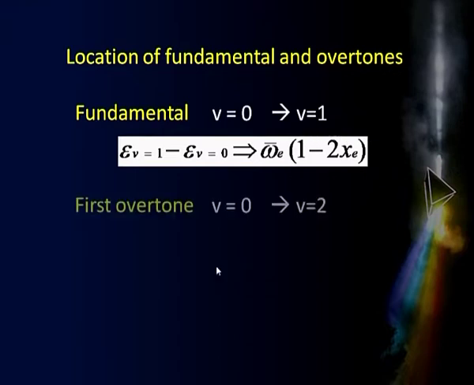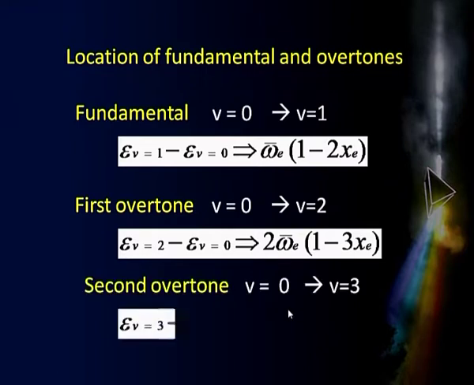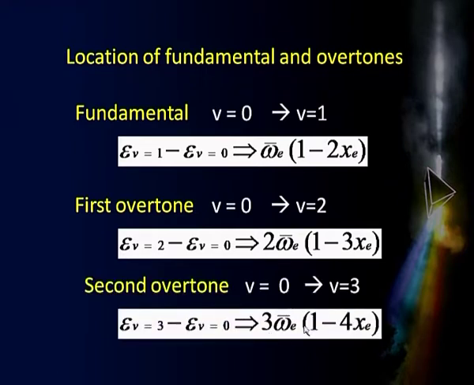As regards the first overtone, I have a transition from V is equal to 0 to V is equal to 2 level. Doing a similar exercise, E of V is equal to 2 minus E of V is equal to 0, I find it comes out at 2 omega E into 1 minus 3 x E. Similarly, the second overtone will come at 3 omega E into 1 minus 4 x E. So these are the places where I expect these signals to appear in the spectrum.